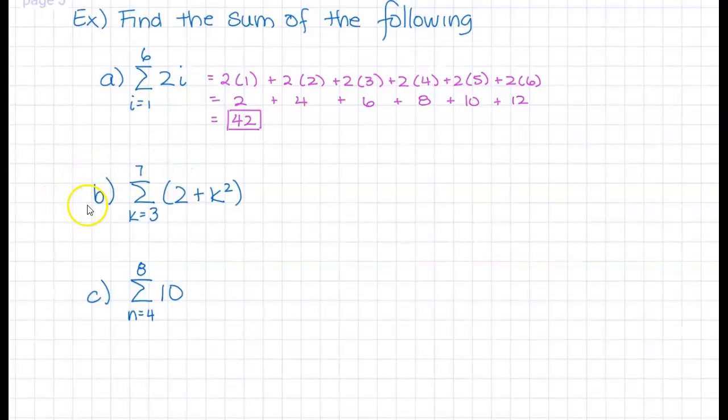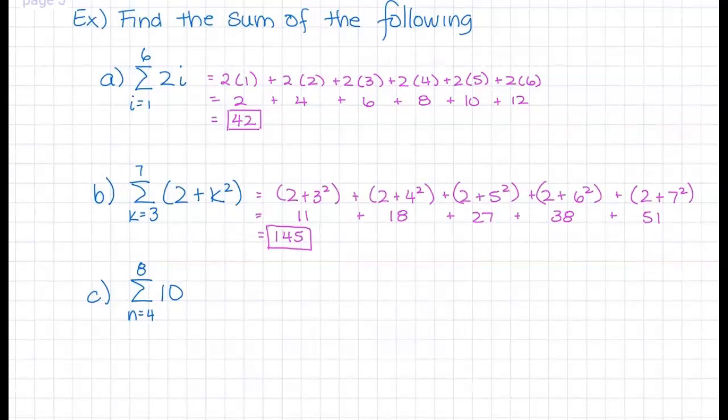All right, let's try part B. If you haven't already tried it on your own, pause the video first and then give it a shot. Okay, so here we go with the second one, and notice we're starting at 3 this time. So let k equal 3, then 4, 5, 6, 7. We're going from 3 to 7. So start at 3, end at 7. But then you just work out each term, add them all up, you get 145.